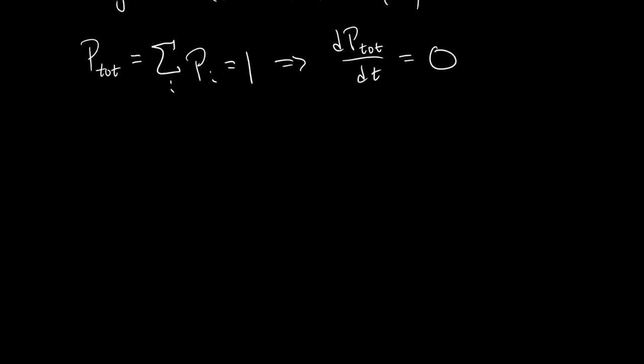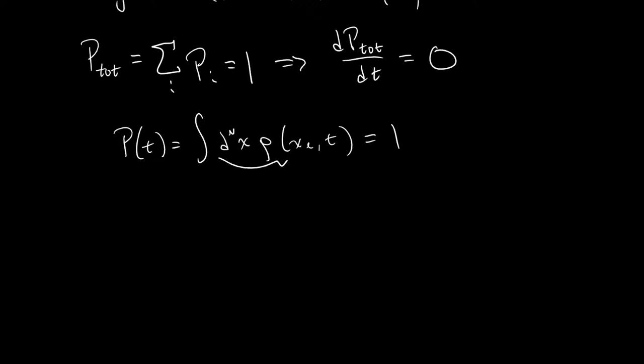Okay. So now we take this to the continuum case, and in the same sort of notation, I can just replace the sum by an integral, d^n x rho(x, t), and the same story plays out as long as I require that this is equal to 1. And of course, this will be conserved if each one of these is the probability at each point, essentially within this volume d^n x.